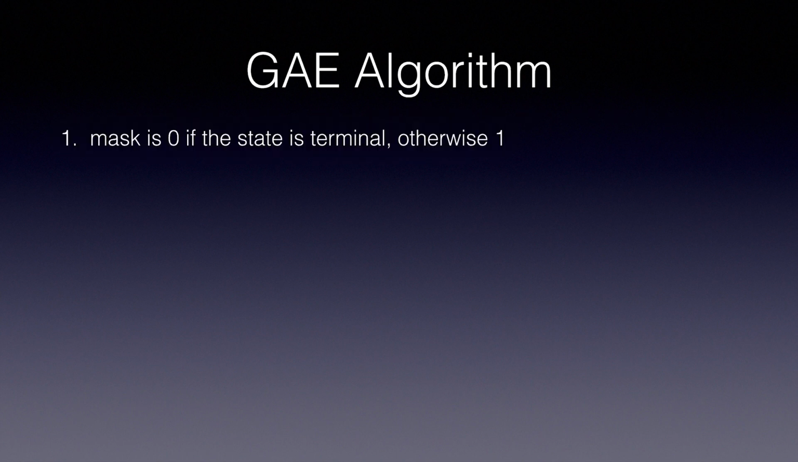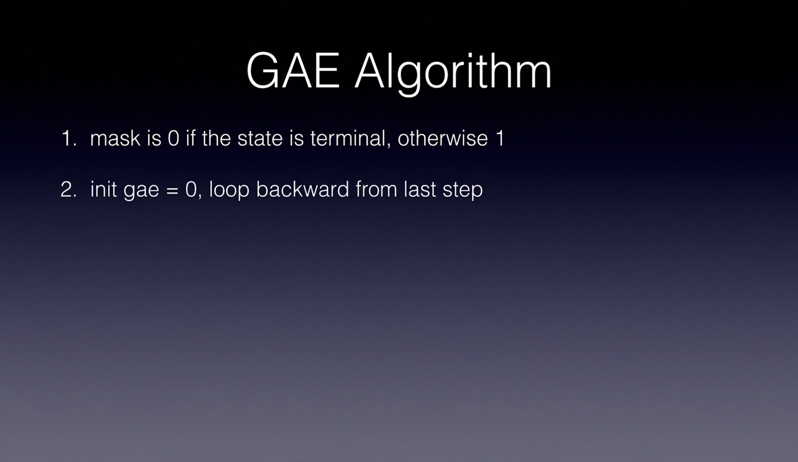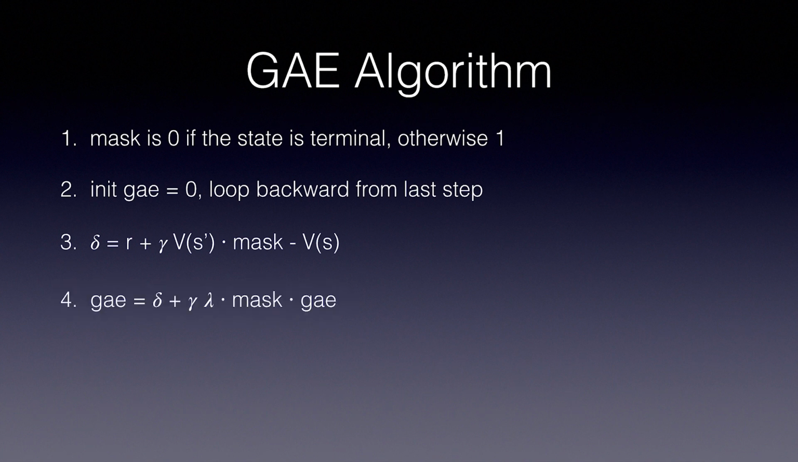1. Mask is 0 if the state is terminal, episode over, otherwise 1. 2. We init the GAE variable to 0 and loop backwards from the last step in our data. 3. We set delta to the reward plus gamma times the value of state prime times the mask. So if the mask is 0, it totally cancels out the value of state prime since the episode is done, minus the value of the original state. 4. We update GAE as delta plus gamma times lambda times the mask times the previous value of GAE.